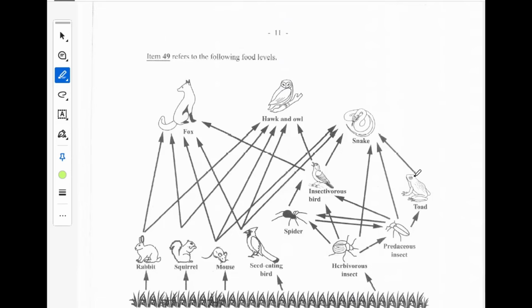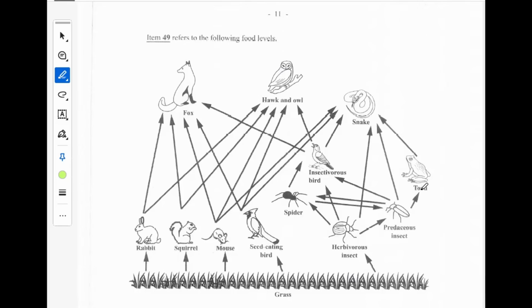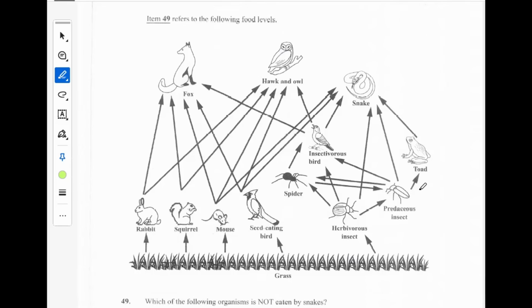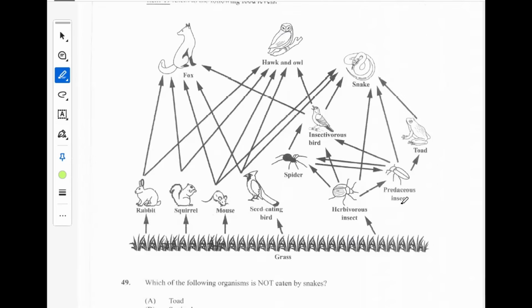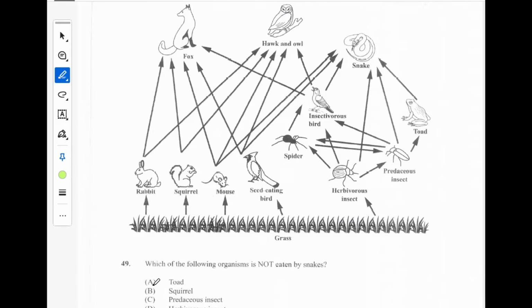49 refers to the following food levels. Plenty arrows here. Take your time with the arrows, follow them correctly. Which of the following organisms is not eaten by a snake? So for this question, all you have to do is follow the arrow out and cross it out. Yeah, that will be the long way. The easiest way is to take the organisms they give you, find it and track it and see if there's an arrow leading to the snake.